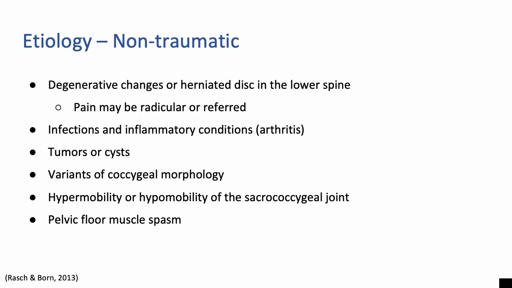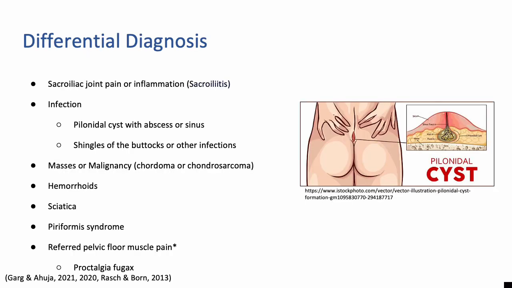So non-traumatic etiologies include degenerative changes or herniated disc in the lower spine, which may cause pain to be radicular or referred. And then infections and inflammatory conditions such as arthritis, tumors or cysts, variants of coccygeal morphology, which we'll have a slide on later, hypermobility or hypomobility of the sacrococcygeal joint, and then pelvic floor muscle spasm.